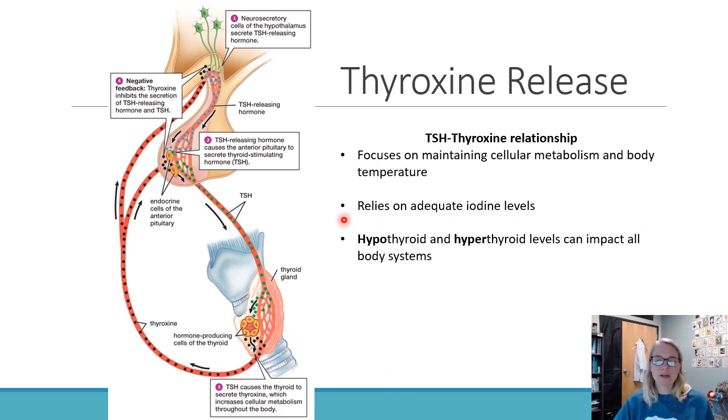The last bullet point here is sometimes your thyroid gland isn't working properly. If it's not producing enough thyroid hormone, it's called hypothyroidism. If it's producing too much thyroid hormone, it's called hyperthyroidism. And these levels, if you're on two of those extremes, it can have system-wide, body-wide effects because all of your cells are going to have receptors for the thyroxine hormone. And if you don't have enough or you have too much, it's going to impact all of those cellular functions.